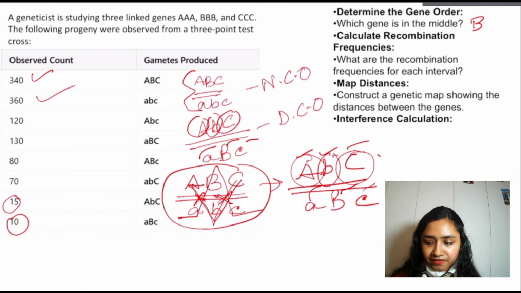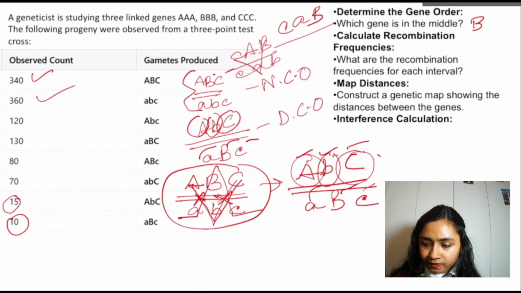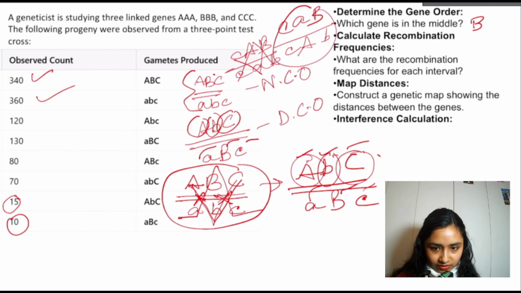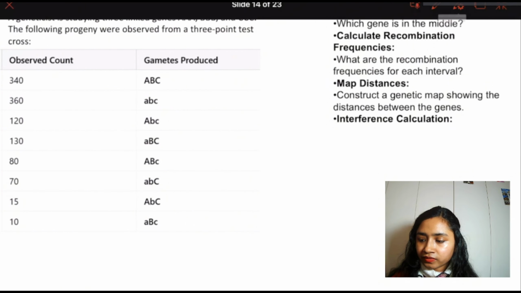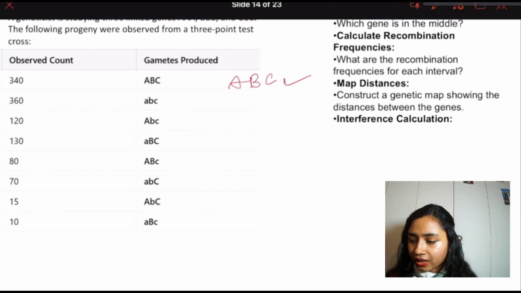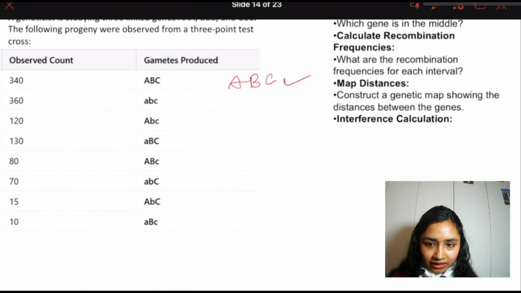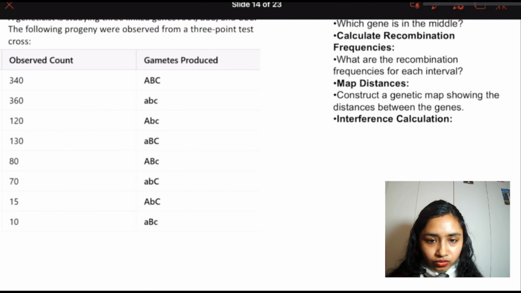If the gene order doesn't match with the given DCO, then you have to change it and try another order, like C, A, B. Then you have to cross and check whether it matches with the given DCO or not. So here the question is very clear: your gene order is A, B, C. Now what are the recombination frequencies for each interval, or what is the map distance? In order to find the recombination frequency, there is a formula.